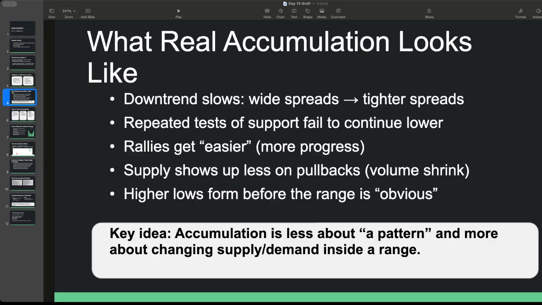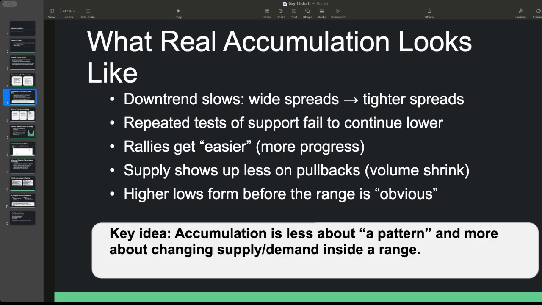And you start to get repeated tests of support, right? That fail to continue lower, like I said. So we'll make a new low, but that low wouldn't really hold. You'll start to see buyers step in and bid things up. A good example of that is JD. That was a trade I think I had in this Discord. It was a few months back, but that was a very clean example where price really took a long time to make new lows, and every time a new low was made, that low would get bought up, right? You start to see these lower wicks come in, and some stronger action off the lows with increases in volume, which is key, right?